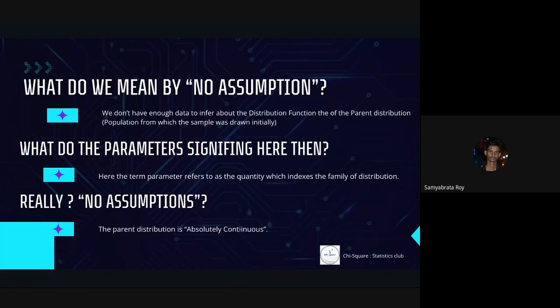And in statistics, is there any real existence of no assumption? Is it really possible? It would be so complicated if we don't take any assumption. So is it giving me the same sense as no assumption? No, it is not. Here also we have an assumption that the parent distribution is an absolutely continuous distribution, or the random variable following the parent distribution is an absolutely continuous random variable. Okay, any doubt?